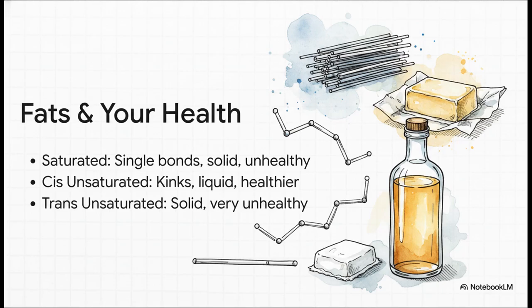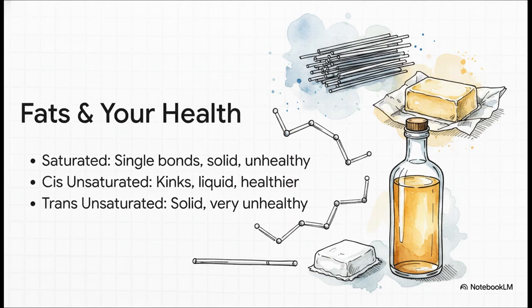But here's the kicker. The physical shape of those tails is what dictates your health. Saturated fats only have single covalent bonds. This makes their tails perfectly straight, allowing them to pack really tightly together. That's why things like butter and lard are completely solid at room temperature, and unfortunately, it's also why they can collect in your blood vessels and cause heart disease.